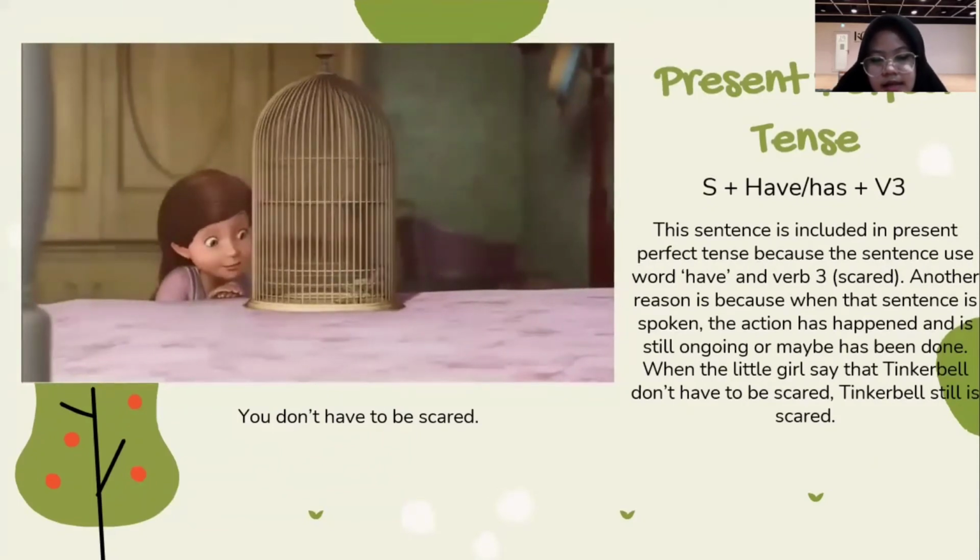The second sentence is, "We don't have to be scared." The sentence is included in present perfect tense because it uses the word "have" and verb 3, "scared." Another reason is that when the sentence is spoken, the action has happened and is still ongoing or maybe has been done. When the little girl says that Tinkerbell doesn't have to be scared, Tinkerbell is still scared.